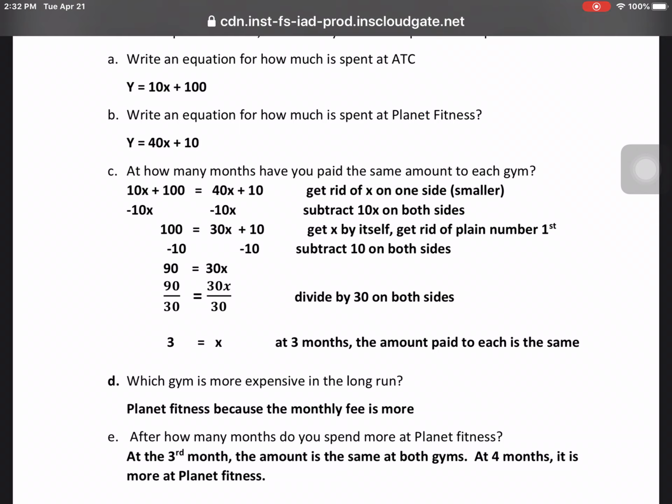So Part E, after the third month, the amount is the same. So at 4 months, it's more at Planet Fitness. Planet Fitness starts costing more at the 4th month.